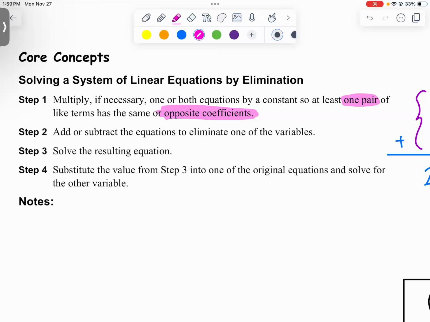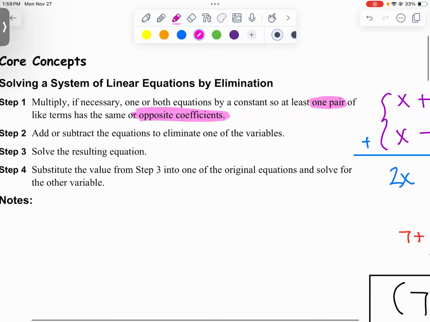If they're not opposite, we would have to do some work to get them that way. So it is possible that we may have to multiply one or both equations by a number in order for us to be able to use elimination. Yeah. Multiplication. Does it have to be multiplication? Yes, it has to be multiplication. Okay.